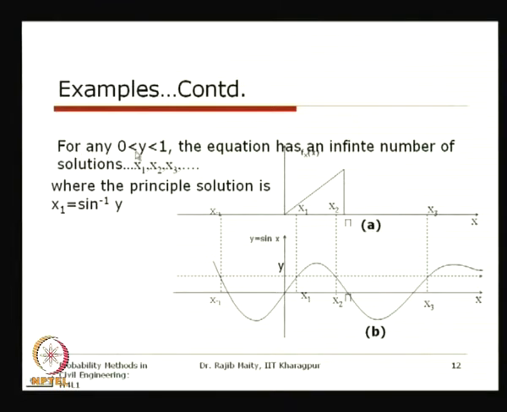So for any value of y from 0 to 1, the equation has an infinite number of solutions, starting from x1, x2, x3 like this. We are just giving some numbers. So these are the number of solutions where the principal equation is this. Obviously, you just put any value of y, and from x1 you will get these solutions.